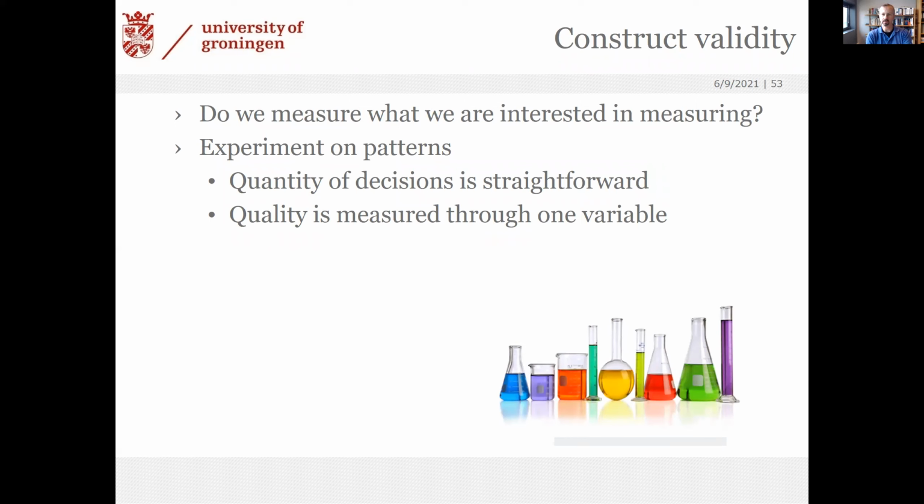Consider our experiment on the patterns, whether they help us recover more or higher quality decisions. If we are measuring the quantity and the quality of the decisions, quantity is straightforward. We gave people a piece of paper to fill in. Every piece of paper is one decision, so you can add that up. But quality we measured by only one variable. Namely, we asked experts to rank the quality of that decision.